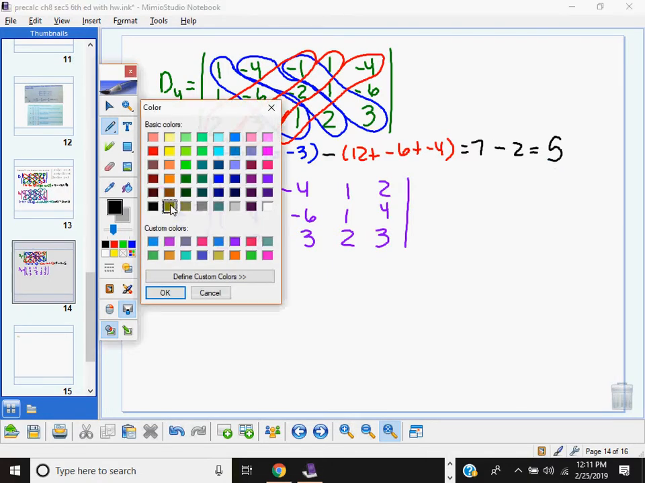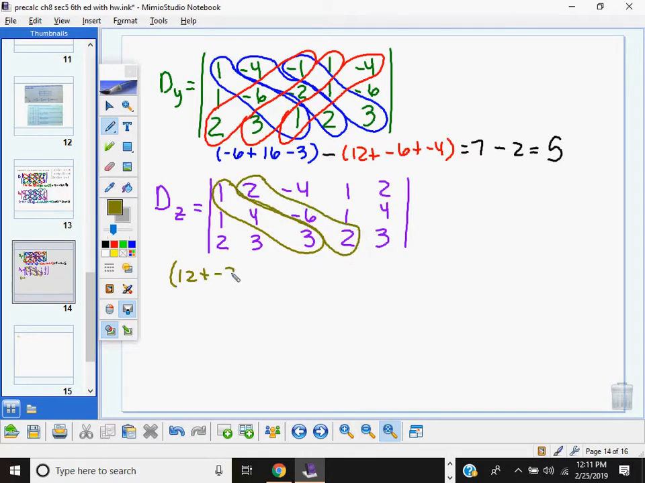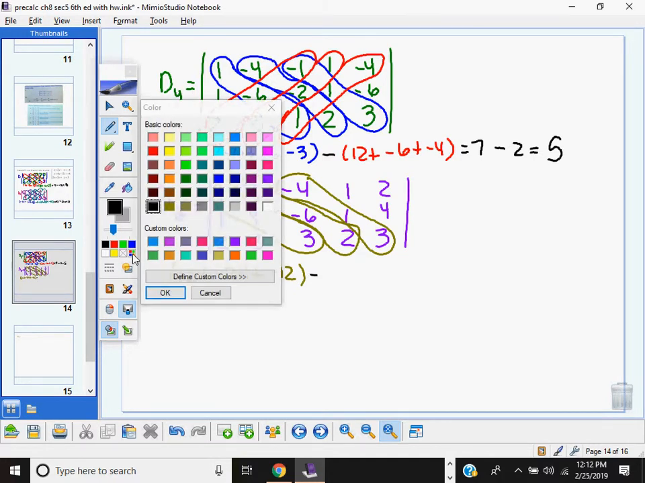We've got one left. All right, dz, I kept the x and y column the same. I replaced the z column with the answers here, and I copied over the first two columns. So let's multiply down. 1 times 4 times 3 is 12, plus 2 times negative 6 times 2 is negative 24, plus negative 4 times 1 times 3 is negative 12. Put your minus in the middle, and let's multiply up.